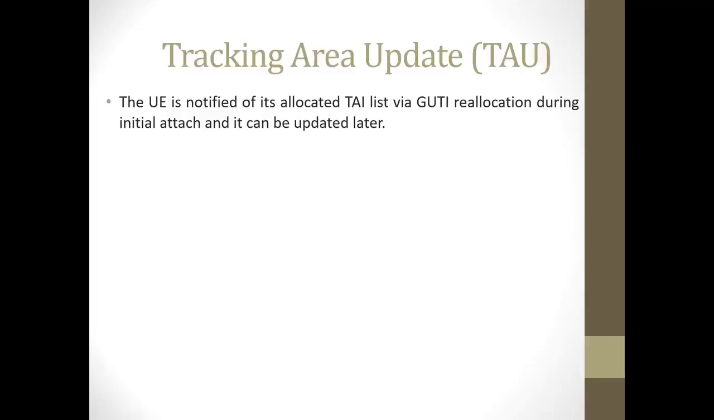So it was also receiving a TAI list on the SIB. But when it moves to a cell which has a different tracking area, it finds that the TAI in this cell is different from whatever TAIs it had in the last TAI list that it read. So then the UE is required to perform the tracking area update operation.